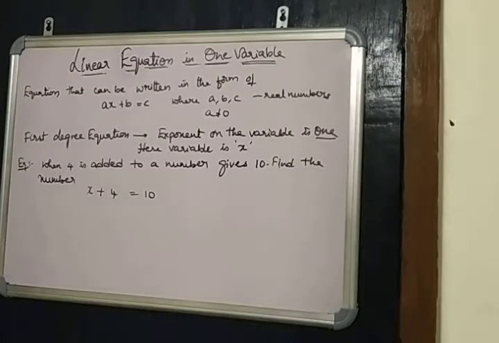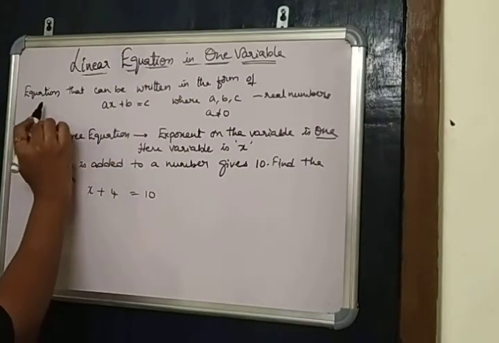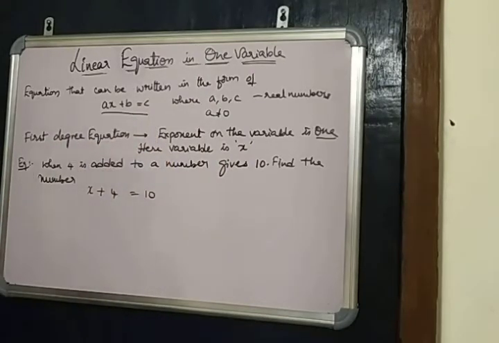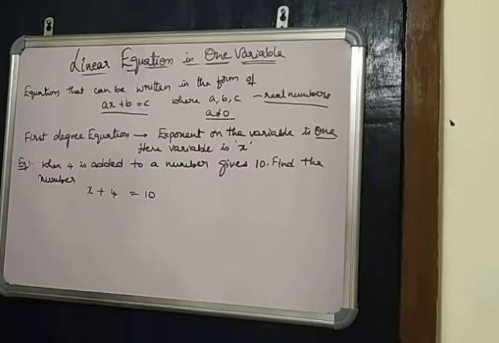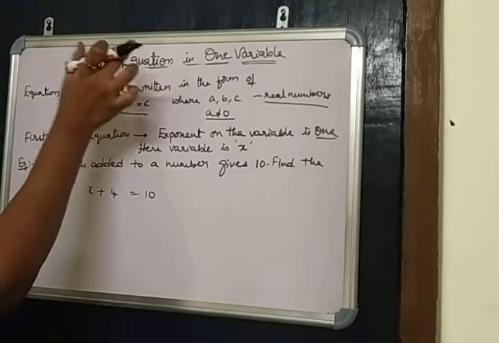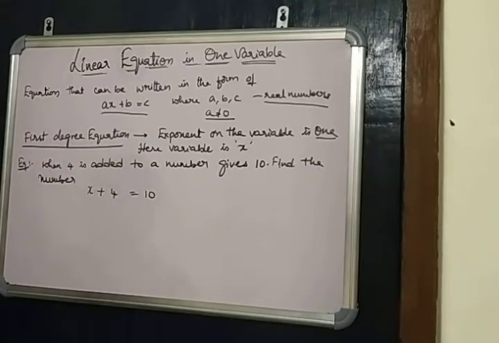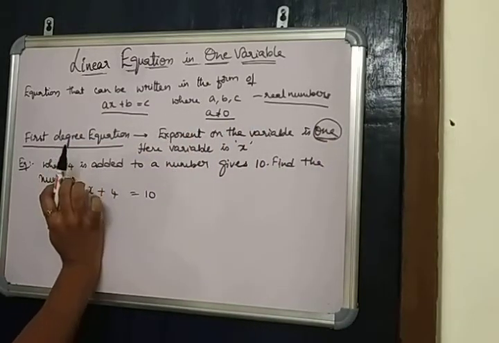Hi everyone. In today's session, we are going to discuss linear equations in one variable. A linear equation in one variable is an equation that can be written in the form ax + b = c, where a, b, c are real numbers and a is not equal to 0. These are also called first degree equations because the exponent on the variable is 1.